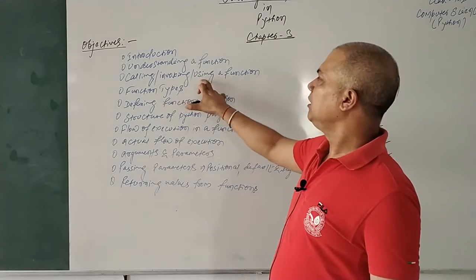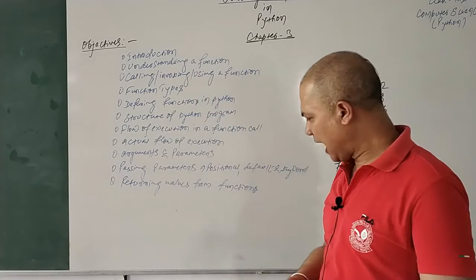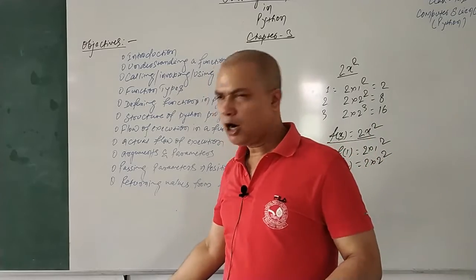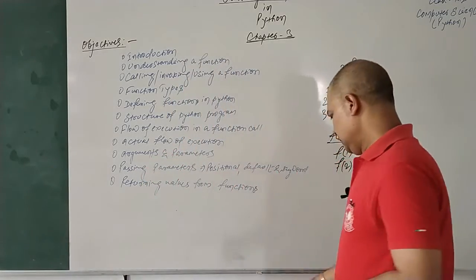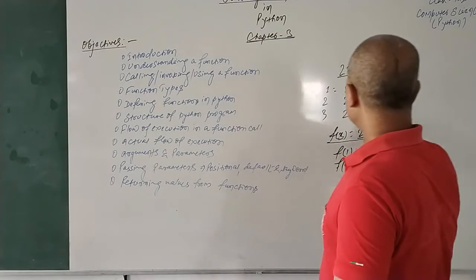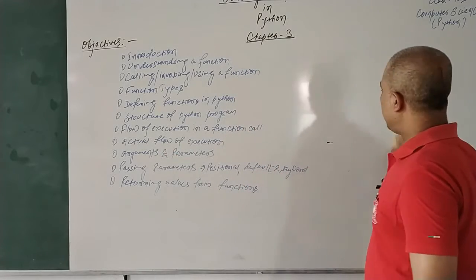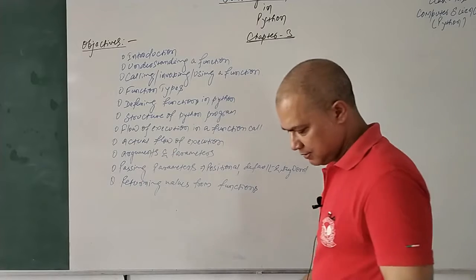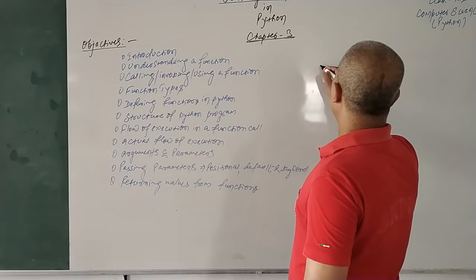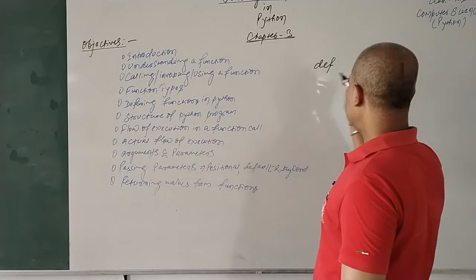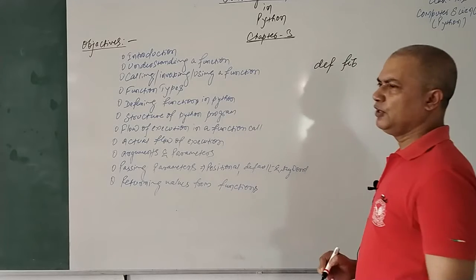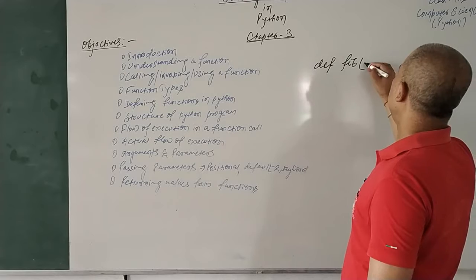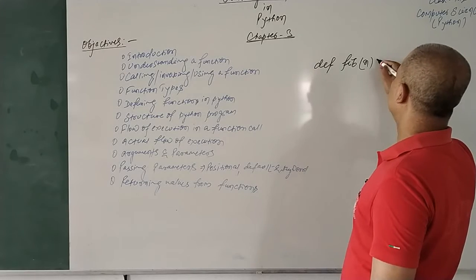Now, calling, invoking, using a function. Beforehand I would like to show how a function can be defined in Python. Let's see. A function can be written in Python this way. You may write def, I'll explain each term, and then suppose fib, for Fibonacci, I'm writing, and it will take an argument that is n.